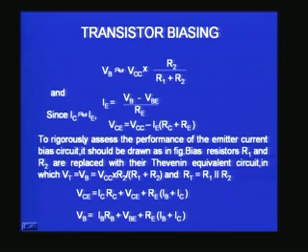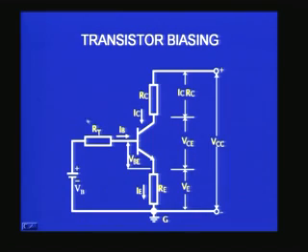To rigorously assess the performance of the emitter current bias circuit, it should be drawn as in the figure. What we have done in the next figure is replace the R1 R2 voltage divider bias with an equivalent Thevenin's power supply and Thevenin's resistance. We have seen Thevenin's theorem, we did some problems and assignments with that, and therefore now we have to look at what VB and RT are.